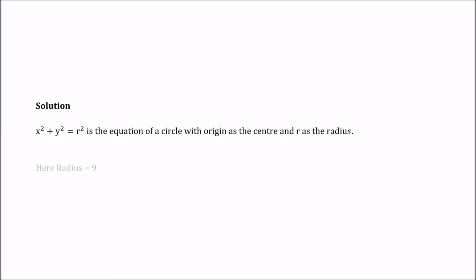The question talks about an expression which looks like this, and it means that whenever we have an expression like x square plus y square is equal to r square, that is the equation of a circle with origin as the center and r as the radius. In this question, the radius is 9 because r square is 81. Let us have a look at this circle.